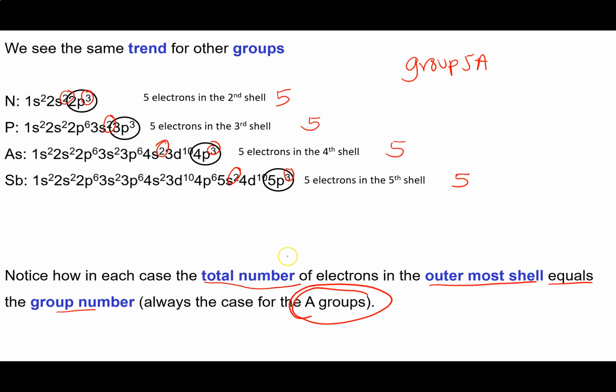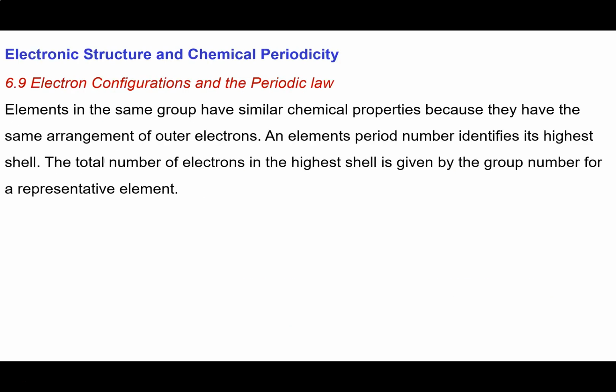So the number of outer electrons is always equal to the group number for the elements that are in the representative elements. Okay, so elements in the same group have similar chemical properties because they have similar, or in fact identical, arrangements of their outer electrons. An element's period number identifies its highest shell.